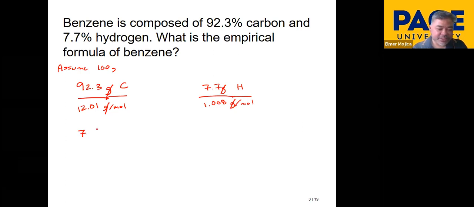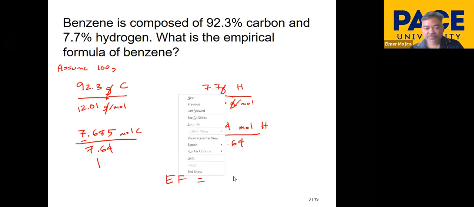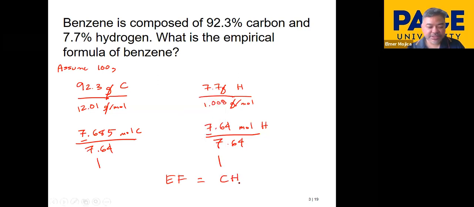92.3 divided by 12, so it's around 7.685 moles of carbon. And this is around 7.64 moles of hydrogen. So as you could see, they're almost close to one another. So you can just divide both of them by the lowest one. And you have your 1 and you have your 1. So the empirical formula is equals to CH.